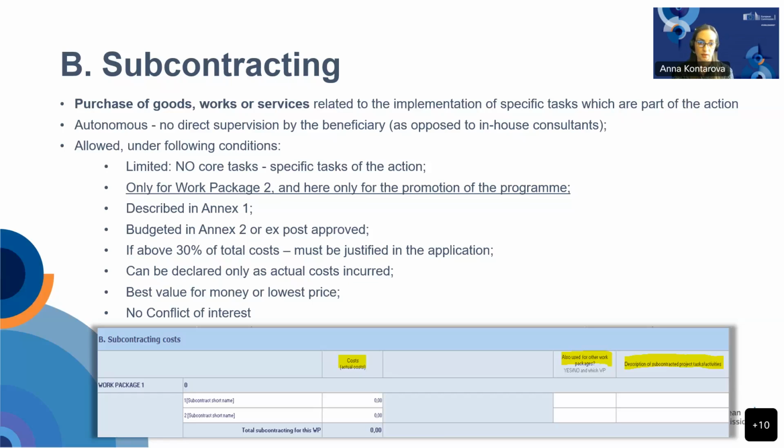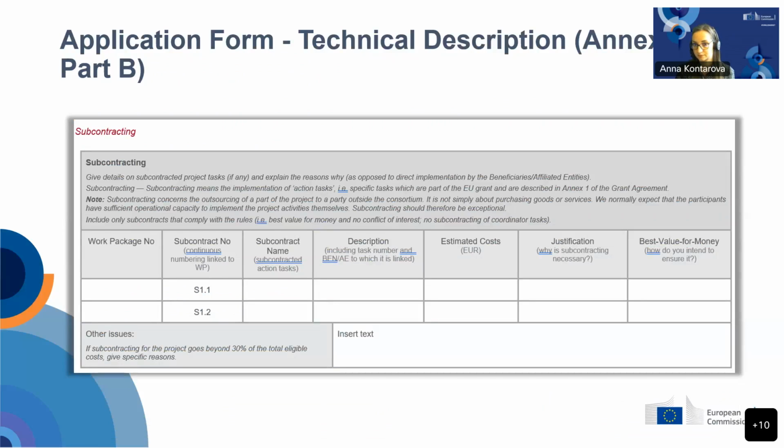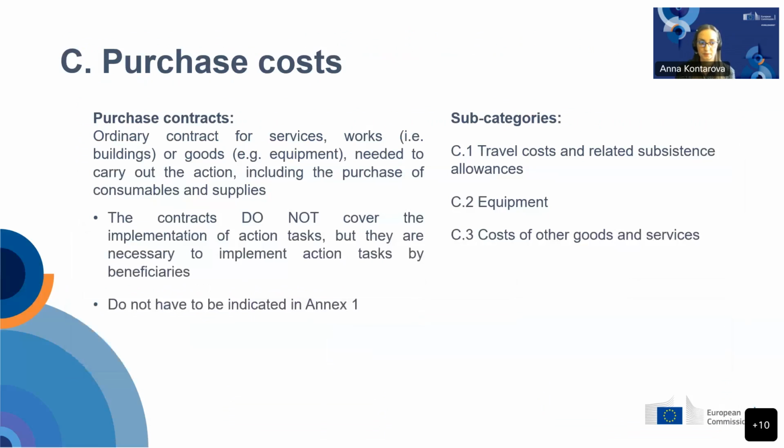Yes, and well, basically the beneficiary has to ensure the best value for money or the lowest price and must follow a completed selection procedure in compliance with their internal procurement rules. And of course, avoiding any conflict of interest is necessary. Next slide, please. And yes, this is the part where you will have to fill it in Annex 1, Part B. Information about the subcontracting. Next slide.